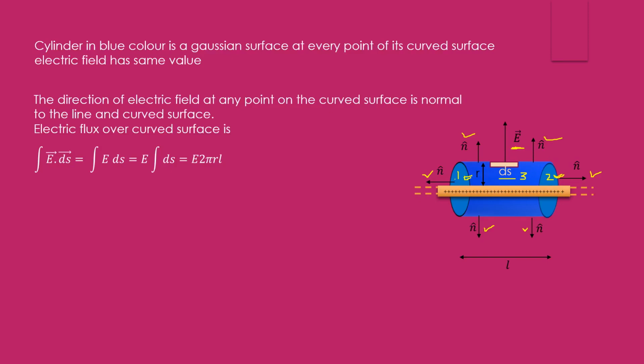E is constant, so it is taken out of the integration. There will be the integration of ds. Integration of ds means the total curved surface area, which is equal to 2 pi r L, the curved surface area of a cylinder.